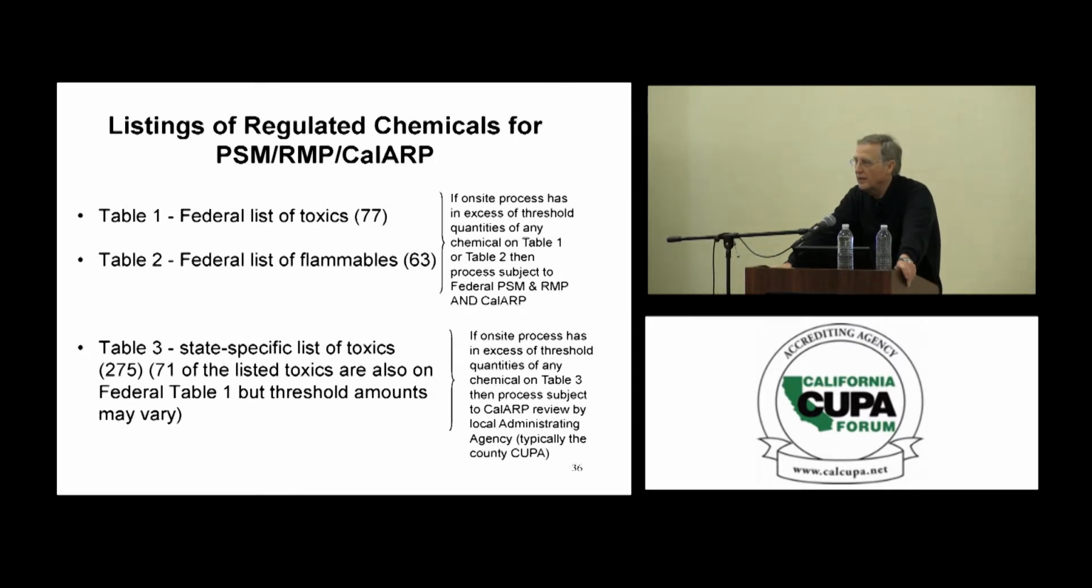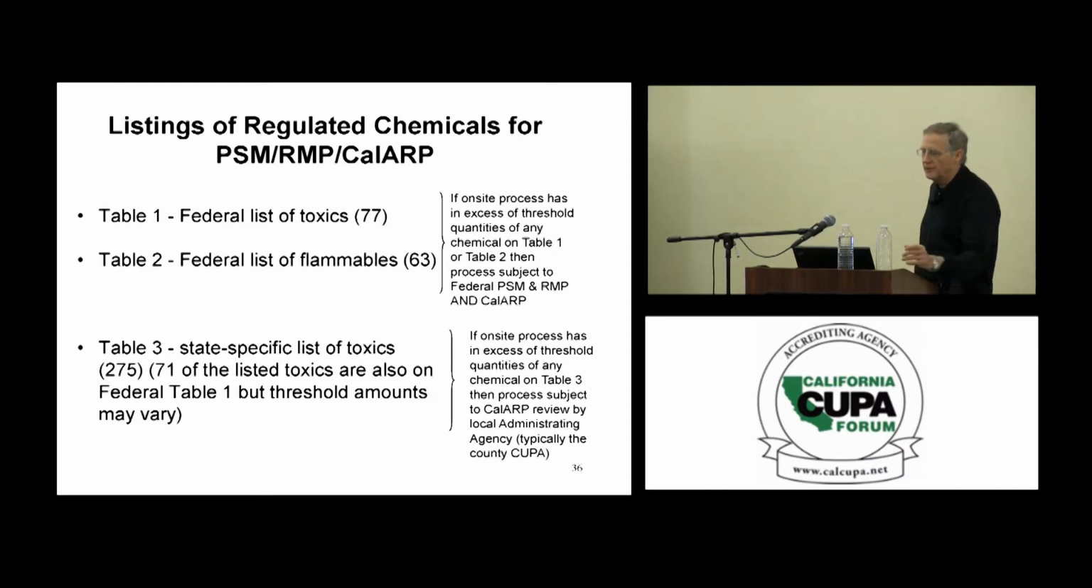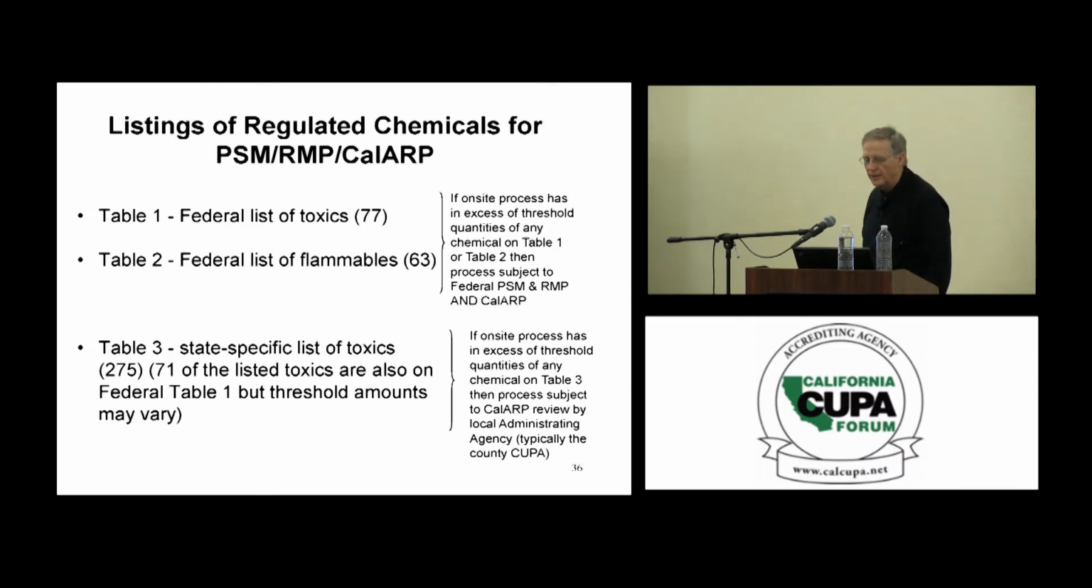Let's talk a little bit about liquefied gases. When you look at CalARP and federal and state risk management plans, there are some triggers in terms of lists of toxics. The federal list of toxics has 77 compounds, 63 on Table 2. And then there are 275 under CalARP in California.